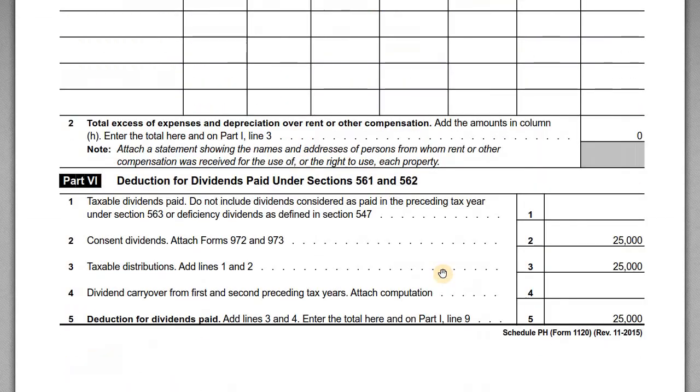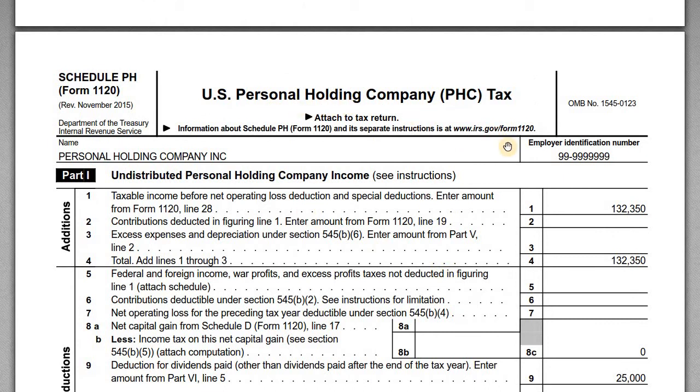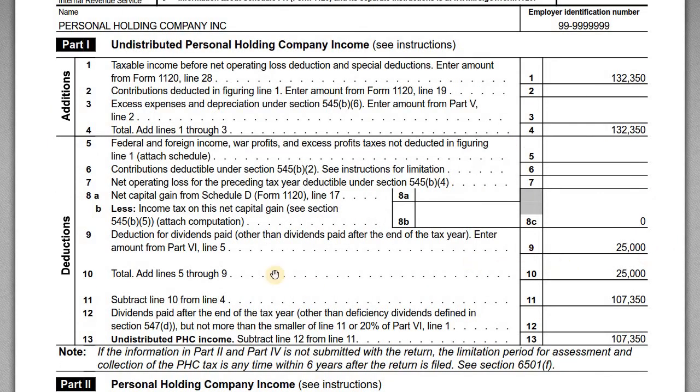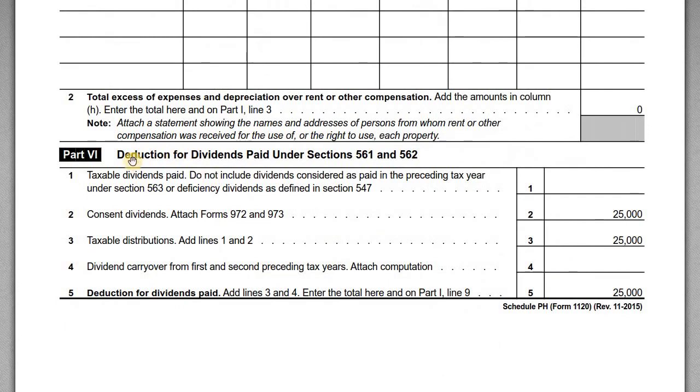Where else do you see the $25,000 distribution? It's on the Schedule PH. So the personal holding company tax computation, we have the deduction for dividends paid. The 25,000, and again, this is evidenced down here in Part 6, right? So the deduction for dividends paid as a reduction for retained earnings unappropriated. Taxable dividends paid, these would be the dividends that were actually paid out during the year. So if you paid out, again, if we use our $15,000 example, 15 grand in dividends, you would report that here.